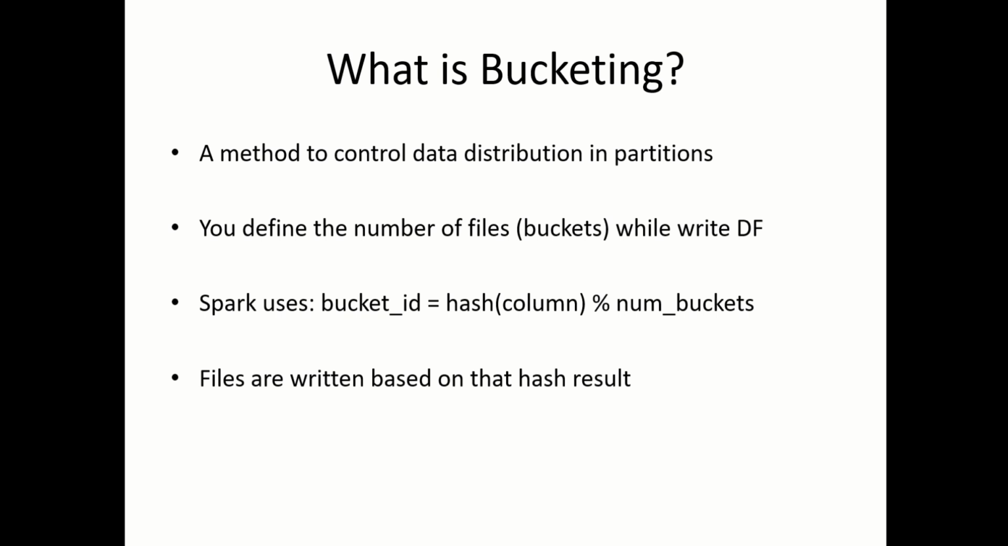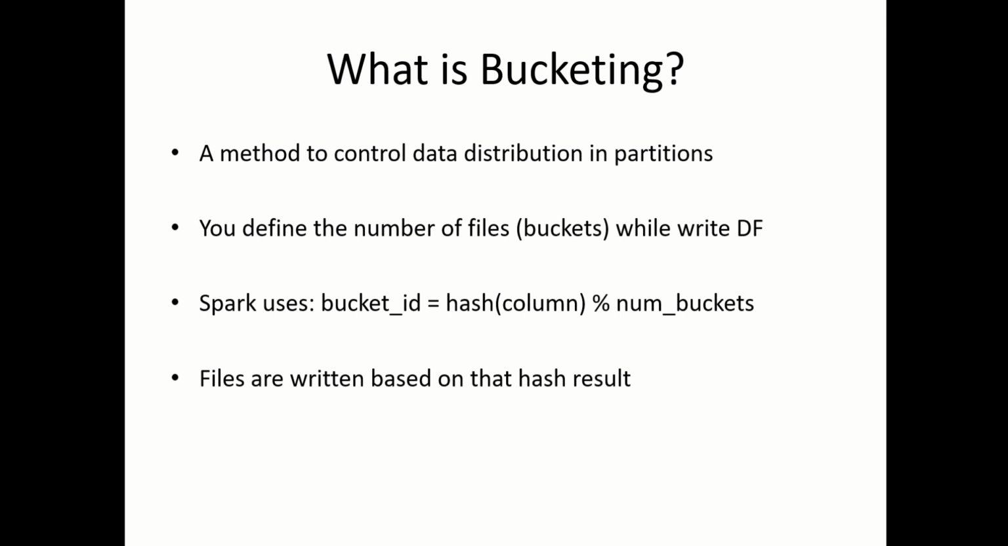Suppose you want to divide a whole data frame into 10 parts, and you want the categorical data available in the city column to be divided into those 10 buckets, kind of equally. I am saying kind of, because there is also a reason for that. We will come to that later. You define the number of files here. In partition by, you cannot define the number of files. Here you can define the number of files.